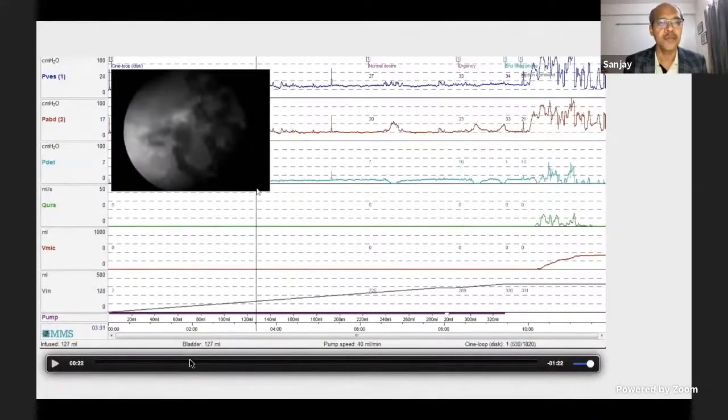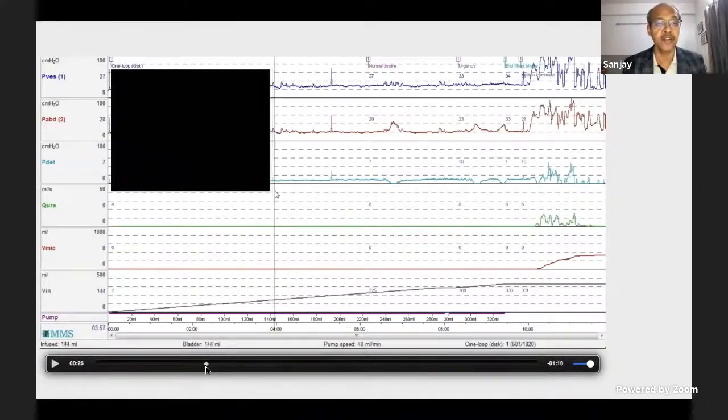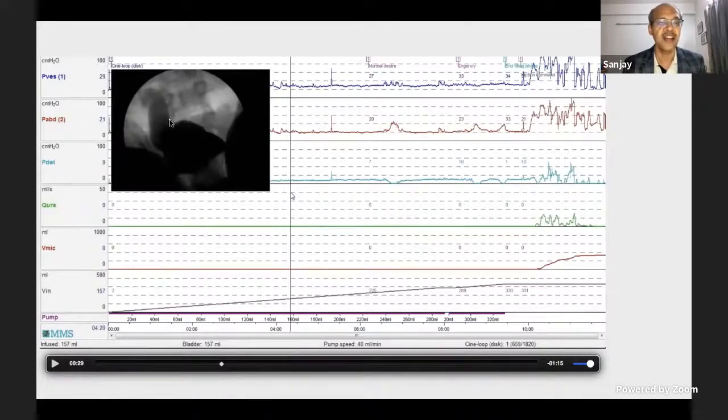And you can see here, this patient shows reflux as the bladder is being filled up. So these pressure estimates are an underestimate because the patient is actually refluxing into the kidney and there's a large volume reflux. The ureter is grossly dilated. See that, a large volume reflux. So all this pressure that you're seeing is a gross underestimate of the true pressure.